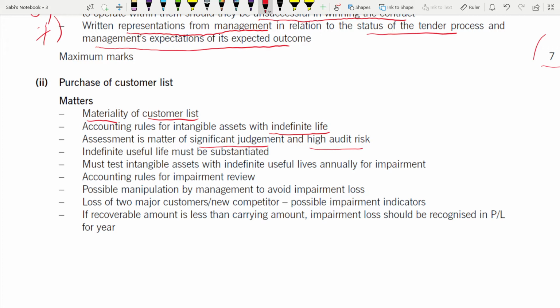So this also comes as a matter. And also indefinite useful life must be substantiated. You just cannot say it's indefinite useful life. You have to justify it. You have to give evidence, right? Must test intangible assets with indefinite useful life annually for impairment. Even if it's an indefinite useful life, you still have to test it annually for impairment. And if you have to test it for impairment, you have to know the accounting rules for impairment review as well.